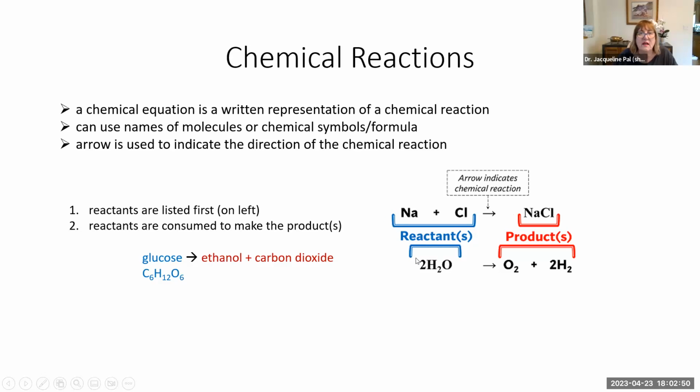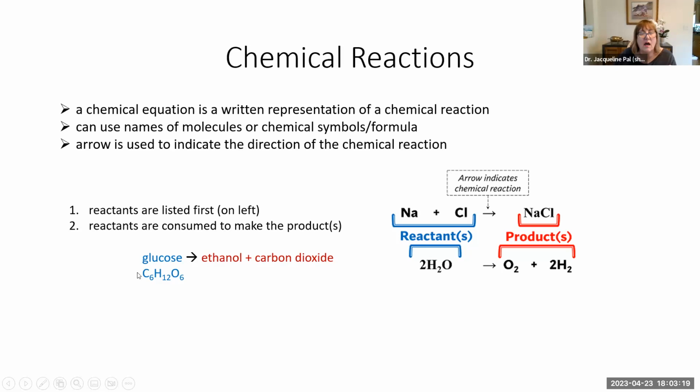So on the left side of the equation, whether in this case it's water or sodium and chloride over here, these are called the reactants. And these are the things that are going to combine to make the stuff on the right side, which is the product. And so in these 2 equations, we're showing in the upper one 2 smaller things forming a bigger one, whereas in the bottom one, we're showing 2 big things breaking down to form 2 things.